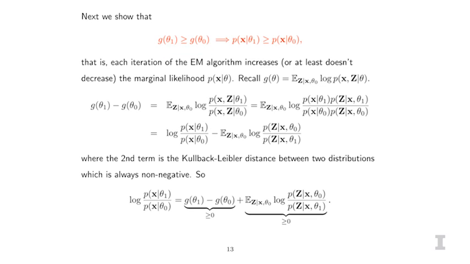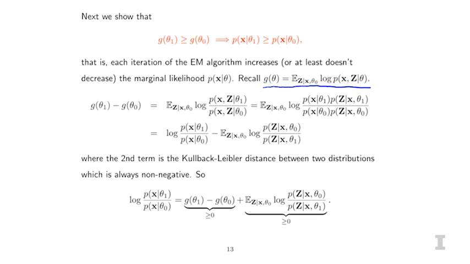Let's first recall the definition of g theta. It is the expectation of the log of the joint likelihood of x and z, and here the expectation is taken with respect to z, conditioning on the data x and theta 0. So no matter what the value of theta, the expectation is always taken with respect to z given x and theta 0. So what is the difference g theta 1 minus g theta 0? The expectation is the same, so we keep the same expectation. And the difference of the logs becomes the log of the ratio, with theta 1 in the numerator and theta 0 in the denominator.